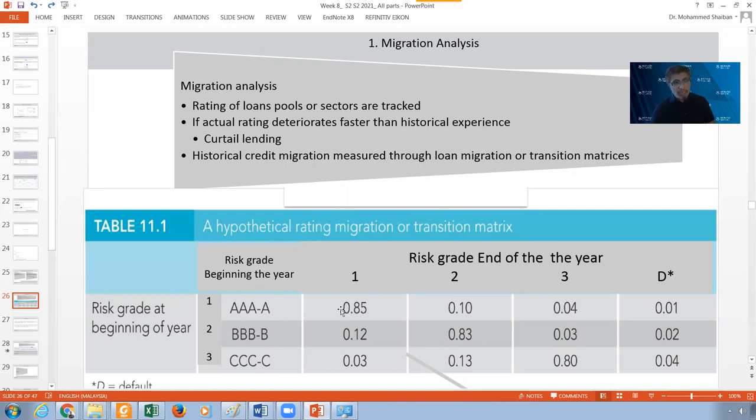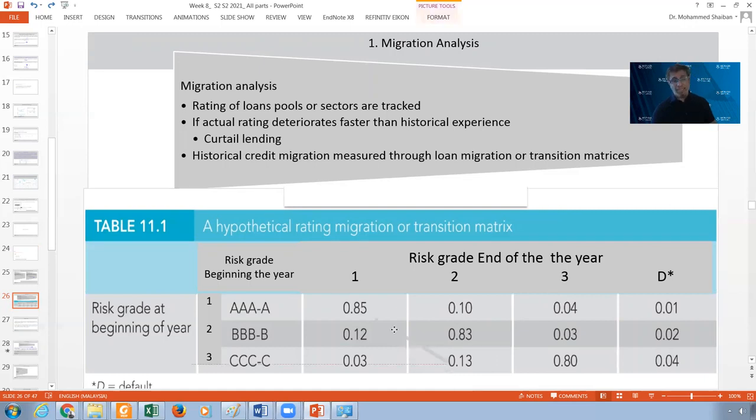For example, here only 85% continue to be in AAA, 10% deteriorate and go to B. Now 2 is triple B, and 3 is triple C, and 4% go to C, and 1% actually default. If you add 85 plus 10 plus 4 plus 1, you find 100%, which is the 100% I had at the beginning of the year. That scenario applies to B and applies to C. So the question is, so what?